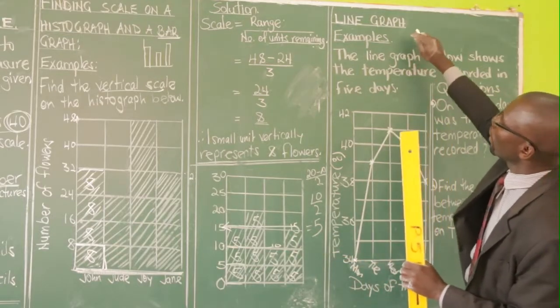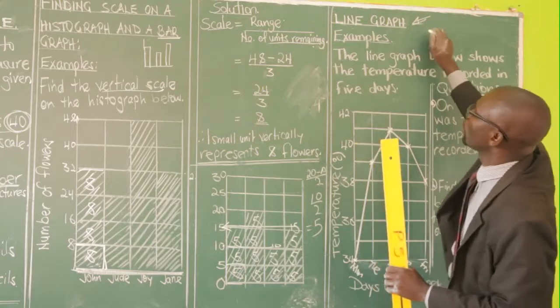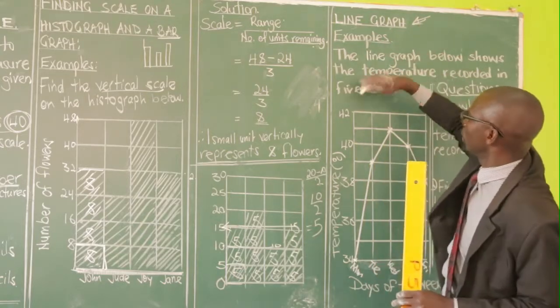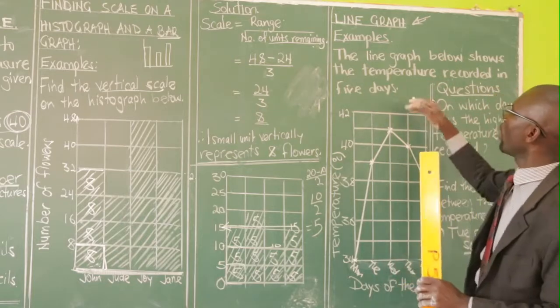So now we look at another example of a graph, which we refer to as a line graph. And this one, as the name suggests, we look at lines basically. And we have an example here.